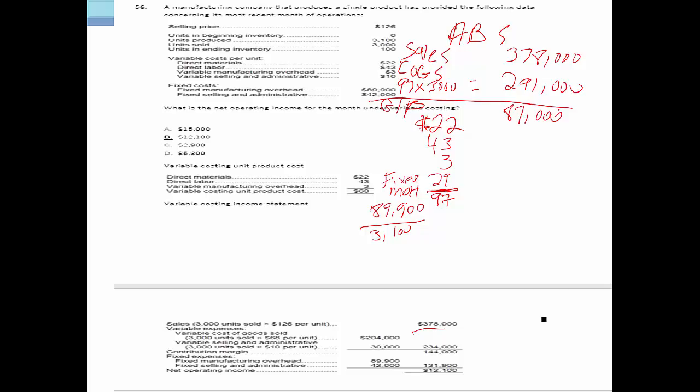And then I'm going to take off my selling expenses, right? The fixed selling expenses are going to be, is it 42? Fixed is $42,000.